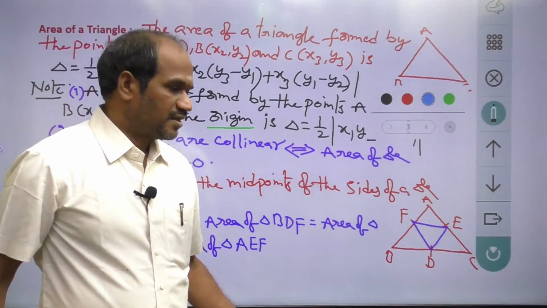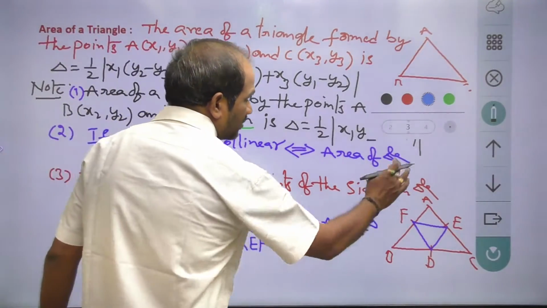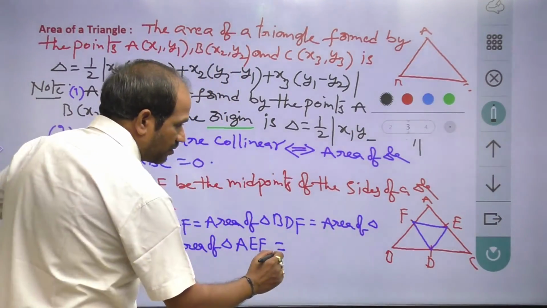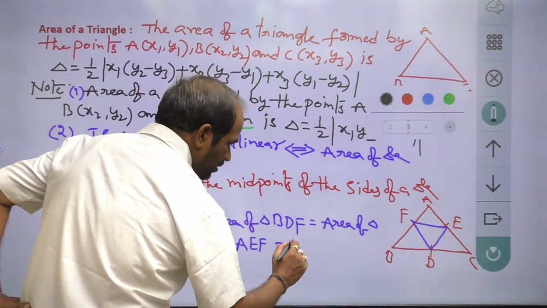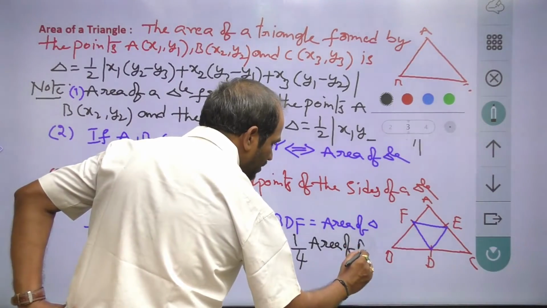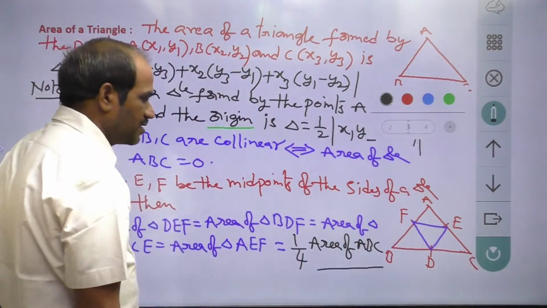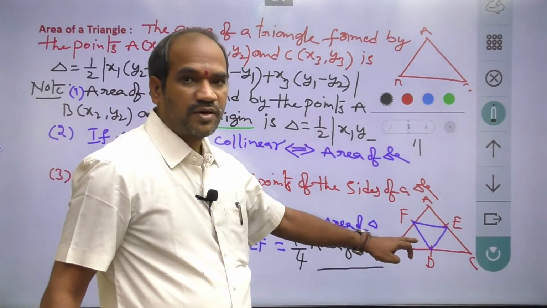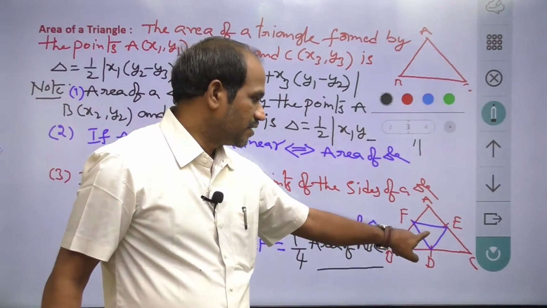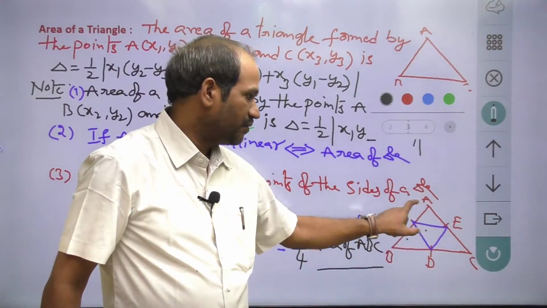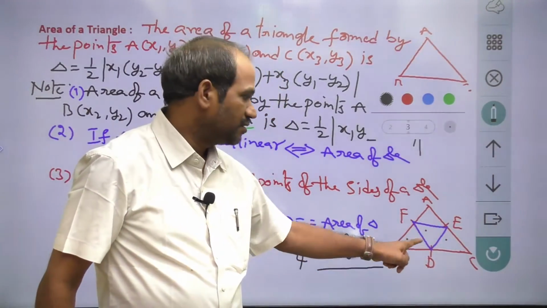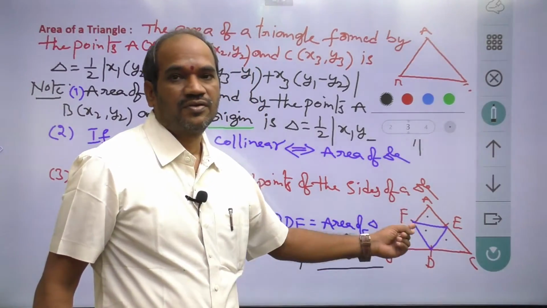So this total area: each part is 1/4 of the area of triangle ABC. This area is equal to 1/4 of the area of triangle ABC. Next, this area is also the same, 1/4 of triangle ABC. This area also, 1/4 of triangle ABC.